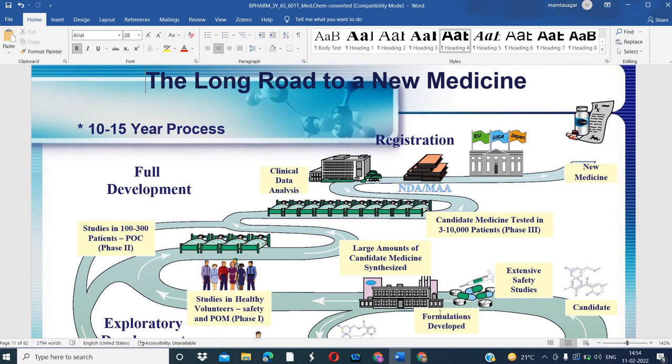So FDA has a lot of process. Only after the long clinical trial is it used for treatment and launched in the market as a new drug. Before that we cannot launch. So this is the long road to new medicine.